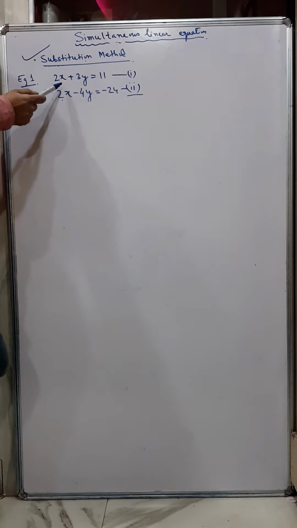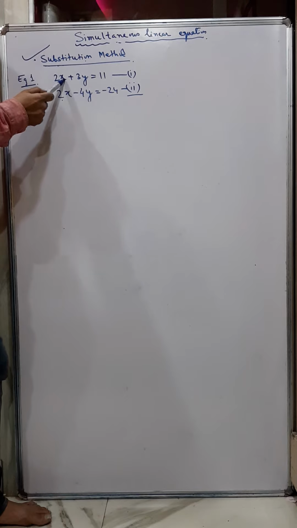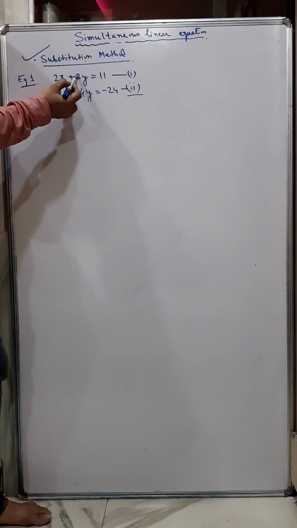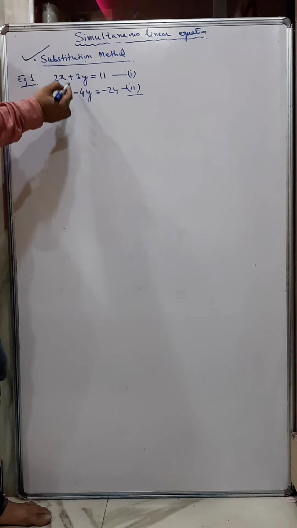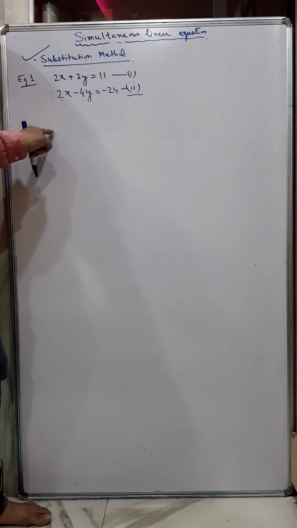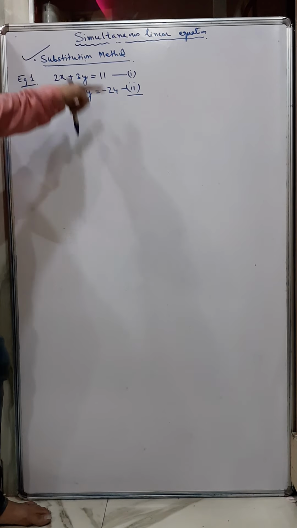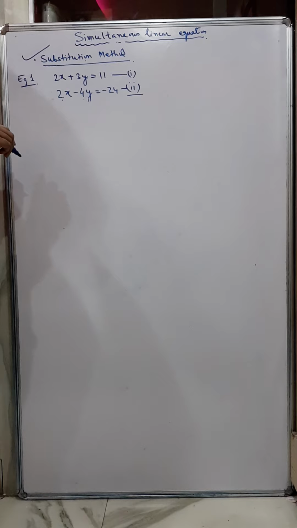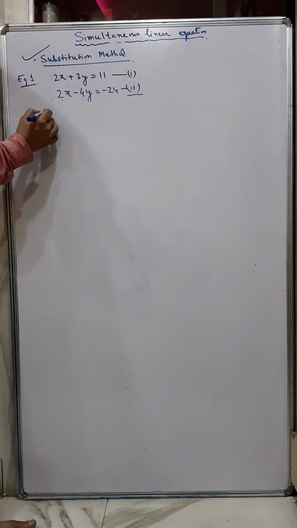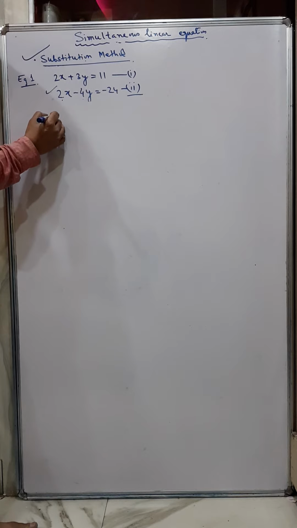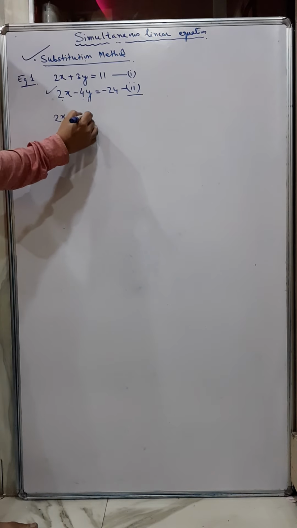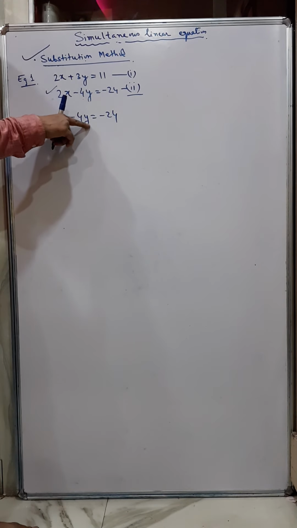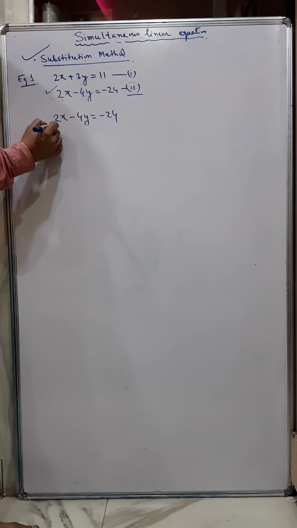Now you can see here that we have two equations. The first equation is 2x plus 3y equals 11 and the next is this. What we will do, either from equation 1 or from equation 2, I will find the value of x in terms of y or the value of y in terms of x. So anything you can do. Say for example, I am taking equation 2, that 2x minus 4y equals minus 24. Now from here I will get the value of x or y. Let us find the value of x from here.